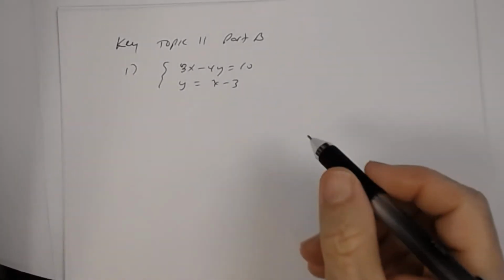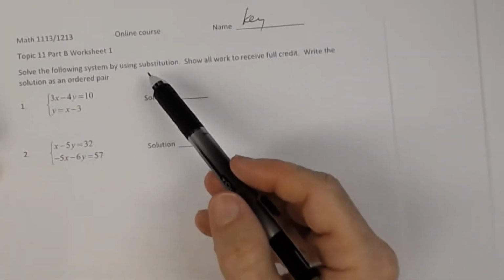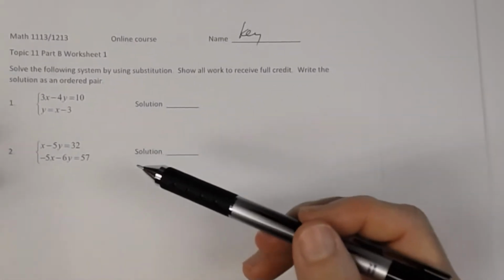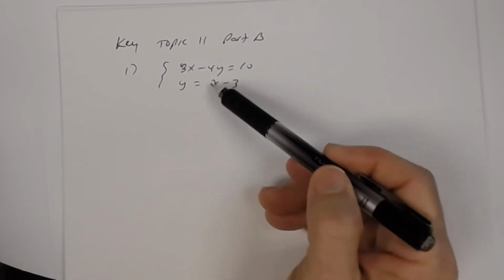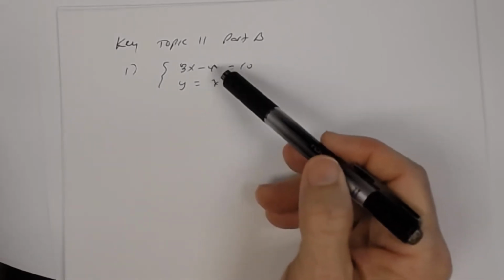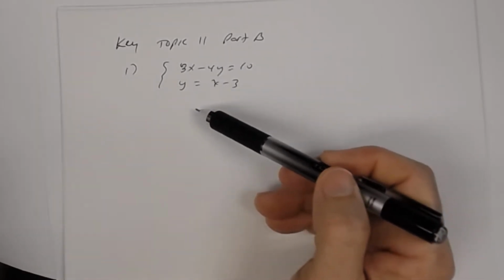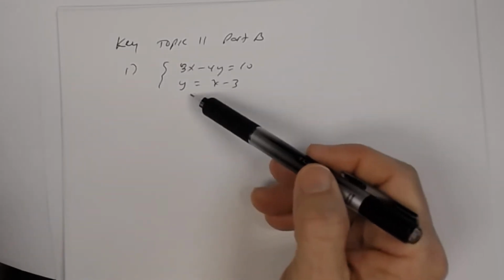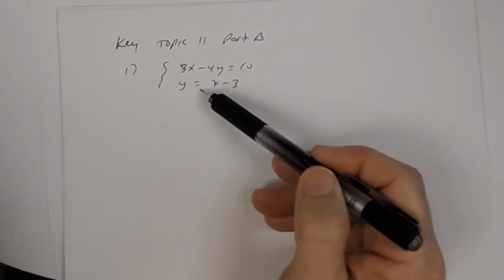So the easiest way to deal with substitution is this. The first thing you want to do is look for an equation. For one of these equations, choose one of these equations and get one of the variables by itself. So notice that in number one, the variable y is already by itself. So go ahead and use that one.